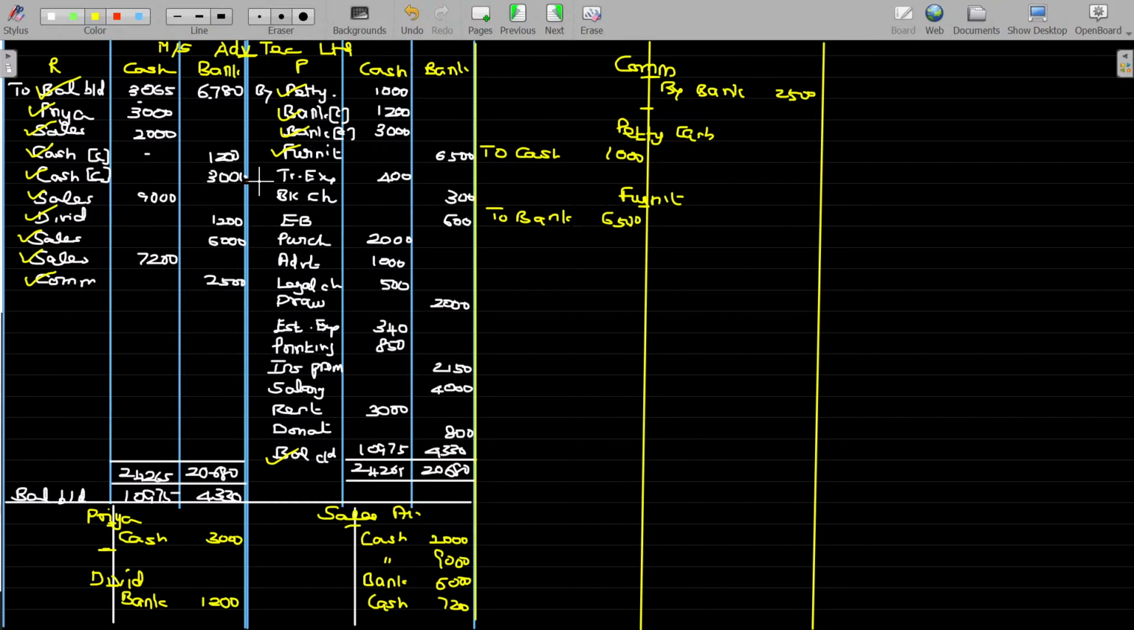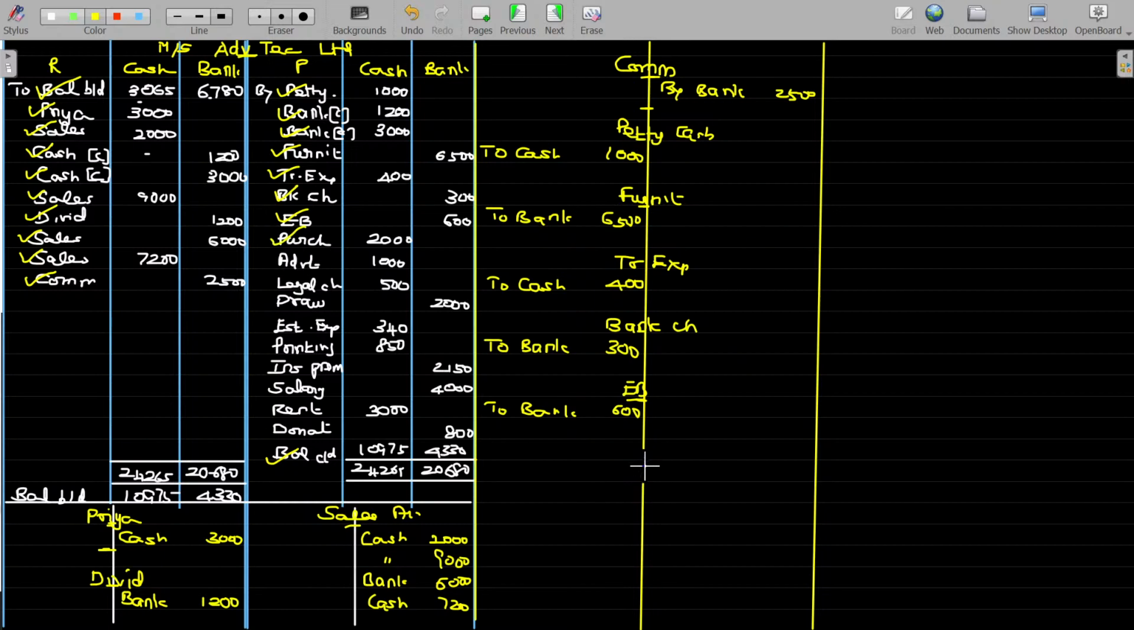Only one transaction. Next one is trade expenses. Trade expenses also paid by way of cash. So to cash, rupees 400. Then bank charges, 300 rupees, should be to cash. Sorry, to bank. The auto debit, right? In our account, it will be automatically charged by them. EB payment. The electricity bill payment is also by way of check. So I'll put that value here, to bank, the value being 600.